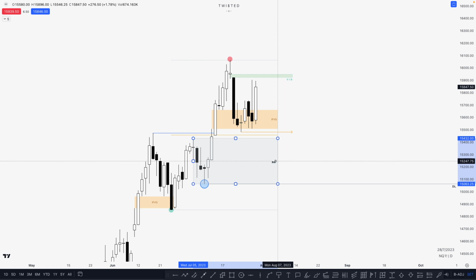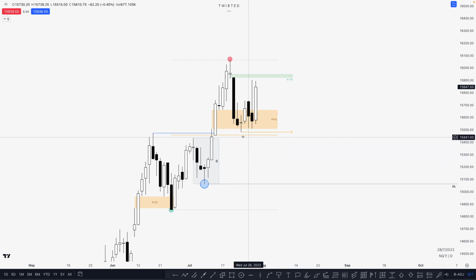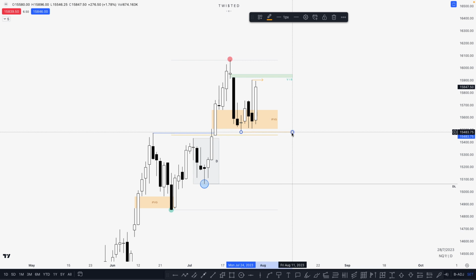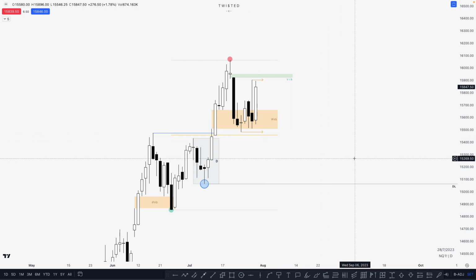So we just change that to the daily demand zone, and we just leave it here for now, a low that gets respected, and then this is the fractal high for the very, very low time frame. So these are the two levels that I will be marking out on the daily.